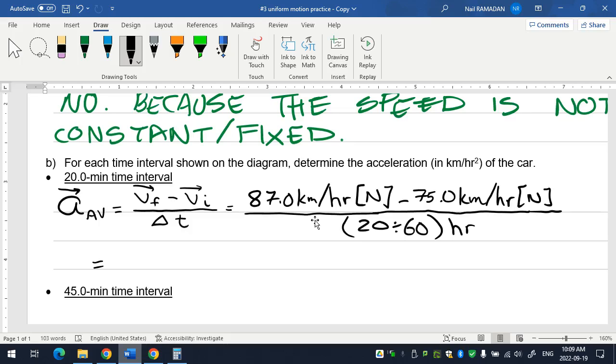What's 87 divided by 75? Sorry, subtract. 87 take away 75. 12. So 12.0 kilometers per hour. In which direction still? In the north. Divided by 1/3 hours.